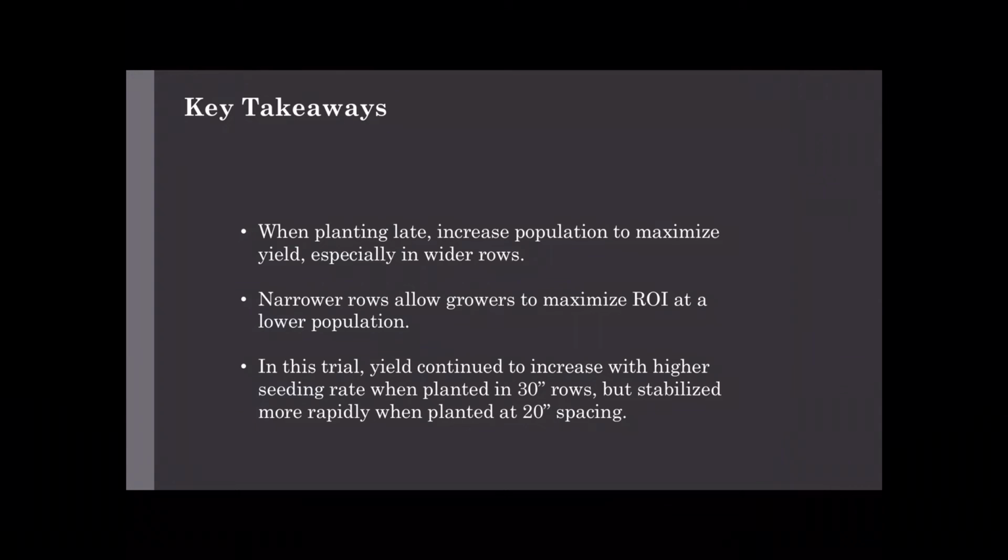So what do we learn from this study? We don't really learn anything too groundbreaking, just kind of confirm some things that are already known. So when planting late, we want to increase the population to maximize yield, especially in wider rows. But if we have the opportunity to go to narrower rows, that will allow growers to maximize their ROI at a lower population. In this trial, yield continued to increase with a higher seeding rate when planted in 30-inch rows. However, when we went to the 20-inch rows, we stabilized that yield at a much lower seeding rate in a much more rapid time.